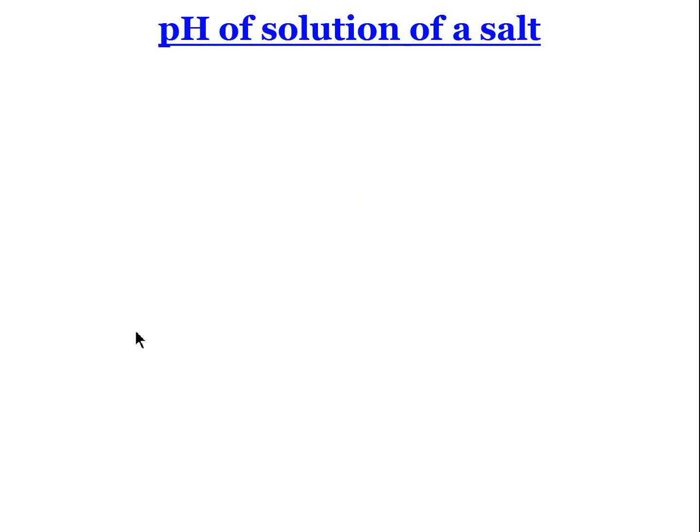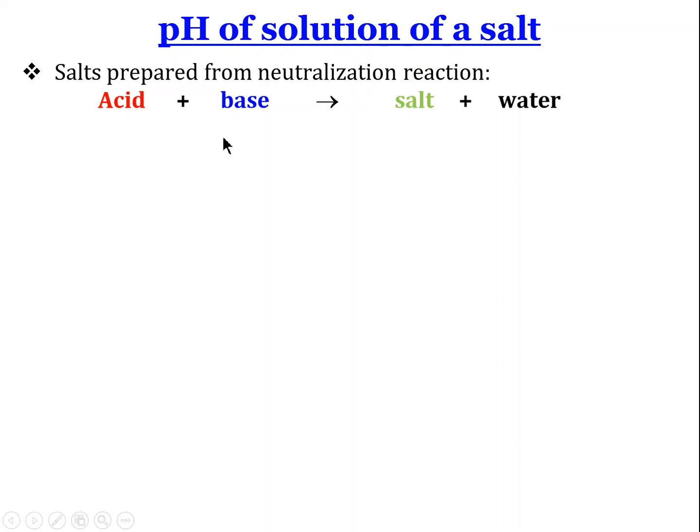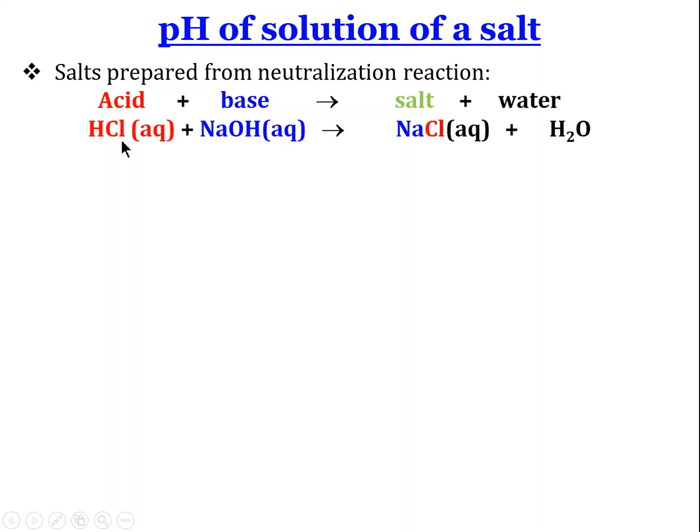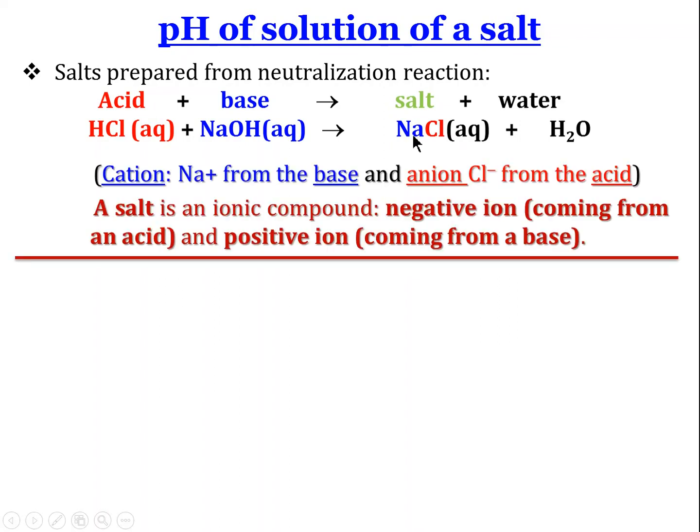pH of a solution of salt. A salt is the product of the reaction between acid and base. For example, HCl reacts with NaOH to produce NaCl and water. So NaCl is a salt. The cation Na+ is provided from the base, and the anion Cl- is provided from the acid.